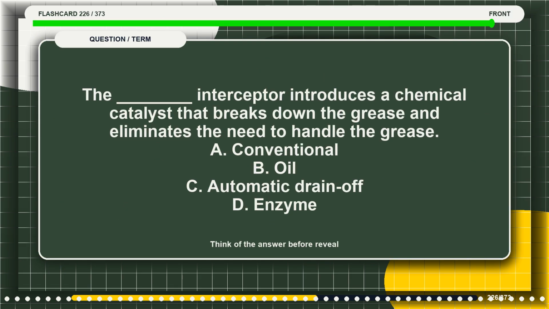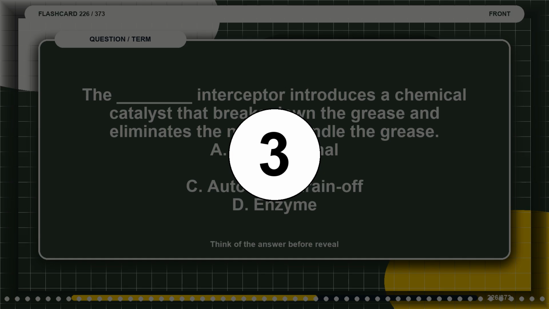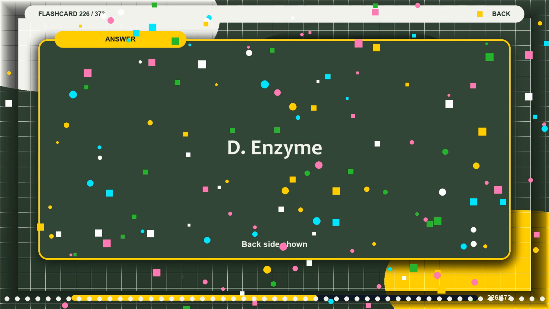Flashcard 226. The blank interceptor introduces a chemical catalyst that breaks down the grease and eliminates the need to handle the grease. A. Conventional. B. Oil. C. Automatic drain off. D. Enzyme. Think of the answer before the reveal. The answer is D. Enzyme.